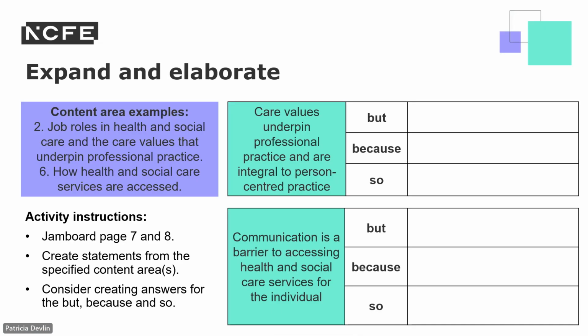So this activity is expand and elaborate. Teachers can provide statements from any of the content areas and ask your learners to come up with some statements. The ones in this example are from content area 2, job roles in health and social care, and the care and values that underpin professional practice, and content area 6, how health and social care services are accessed. So having a but, because, and so allows your pupils to develop the statement in more detail, as well as develop the detail and complexity of it.